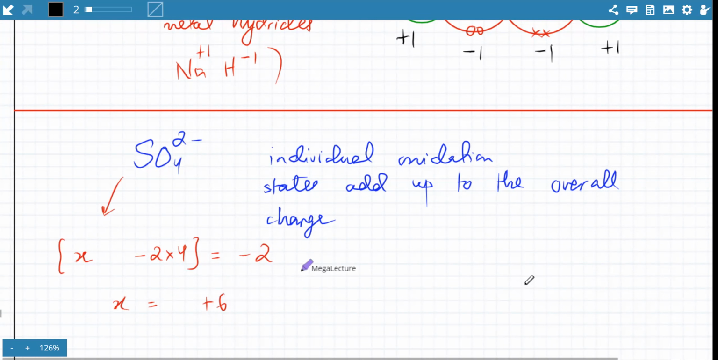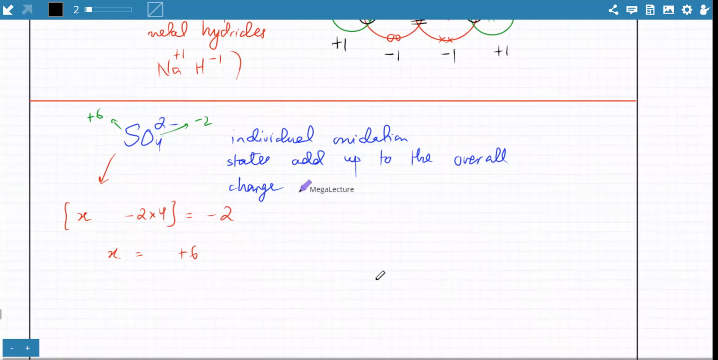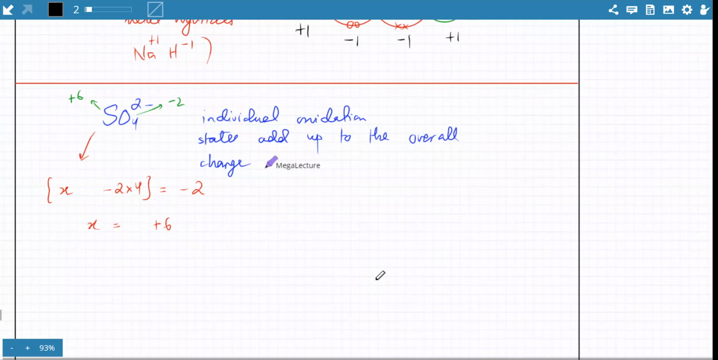This means that the sulfur over here was +6, and the oxygen over here was -2. And remember, when you talk about oxidation states, you're talking about a single atom of the element. Meaning, you won't talk about the oxidation state of all four oxygens combined. You'll only talk about the oxidation state of a single oxygen atom. So that's how you're going to try and find the oxidation states of different elements.